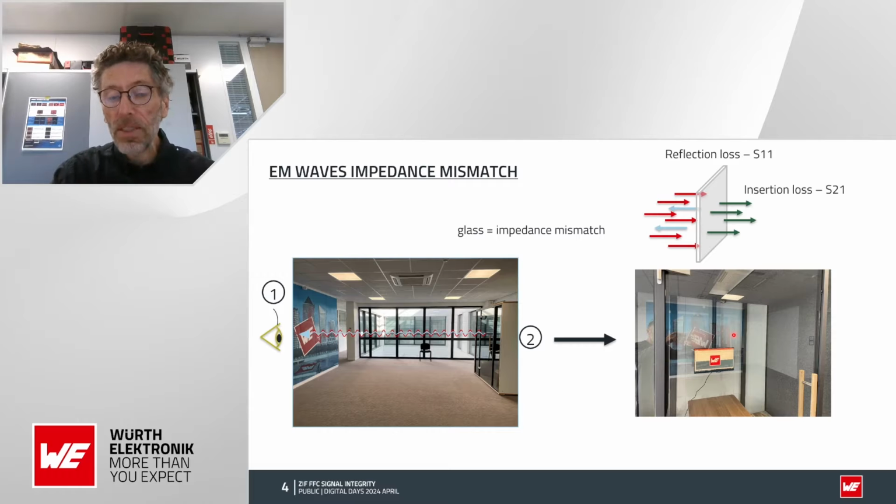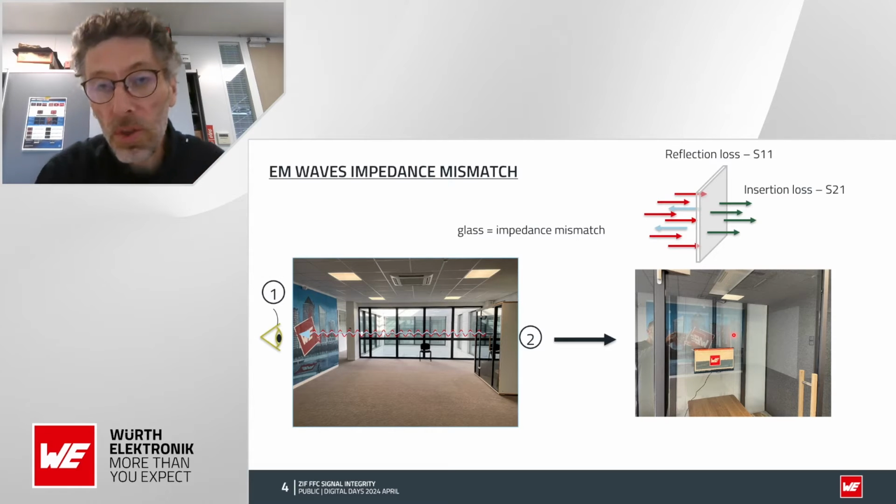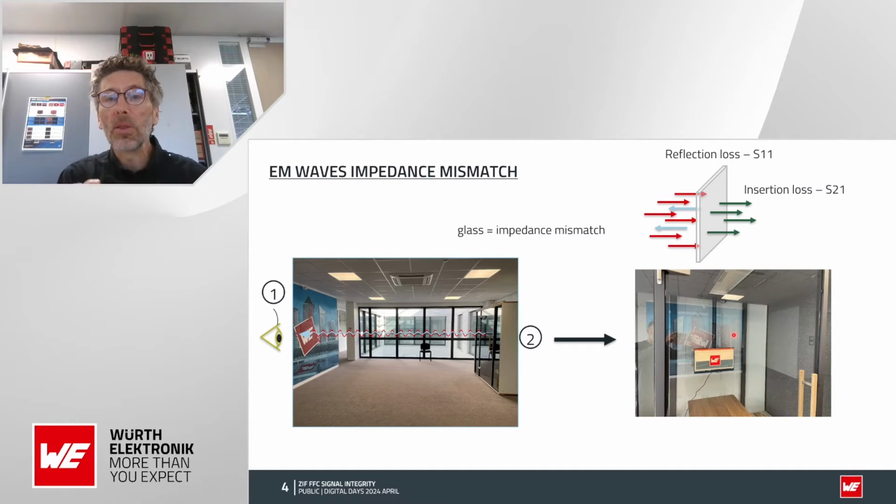Because as you can see, the glass is a little bit smoked, so the light will be a little bit absorbed by the smoked glass. And so what you will see at the end is the painting, yes, but minus the power reflected and minus the power absorbed. So for the signal integrity, we call that reflection loss or return loss.